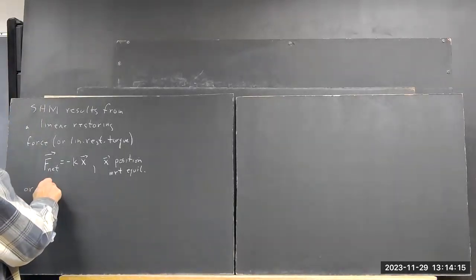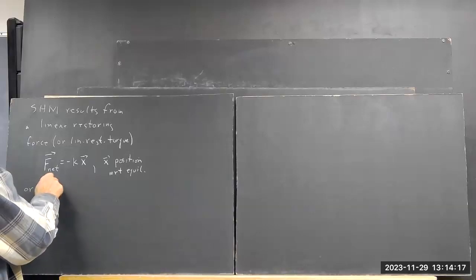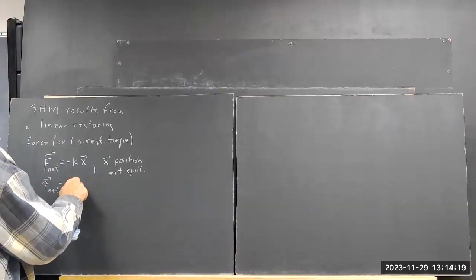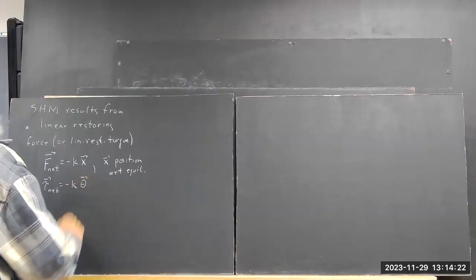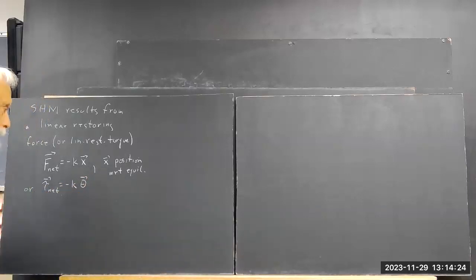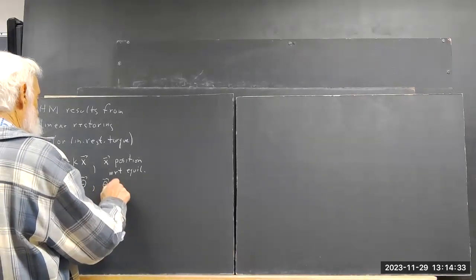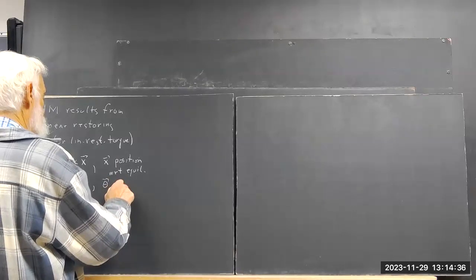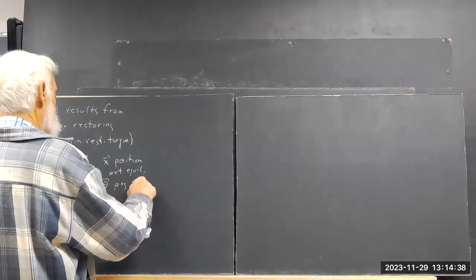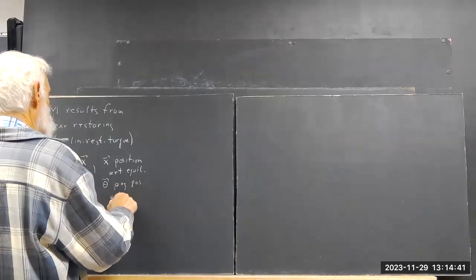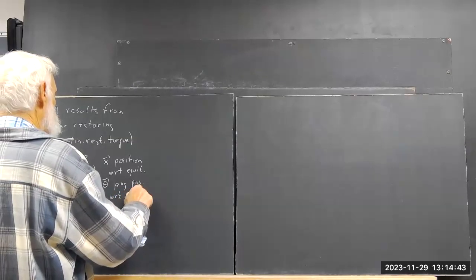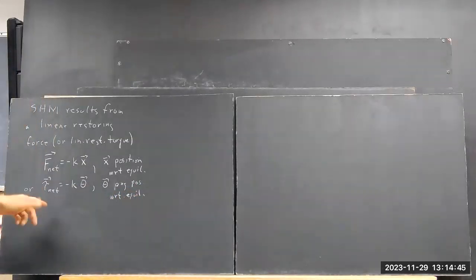Or if tau net equals negative k times theta, theta being your angular position measured with respect to equilibrium, we're going to get simple harmonic motion out of this.